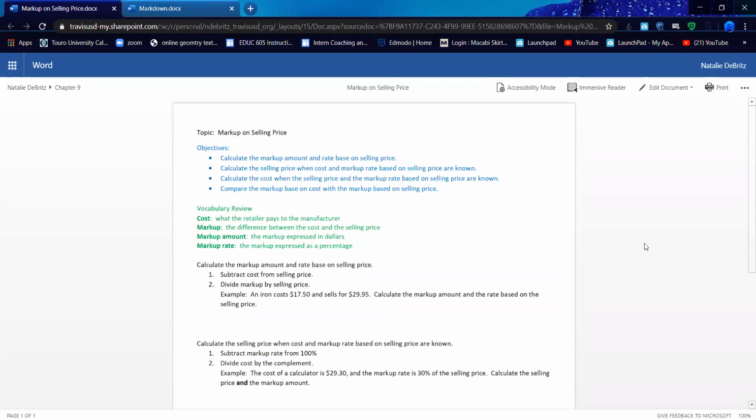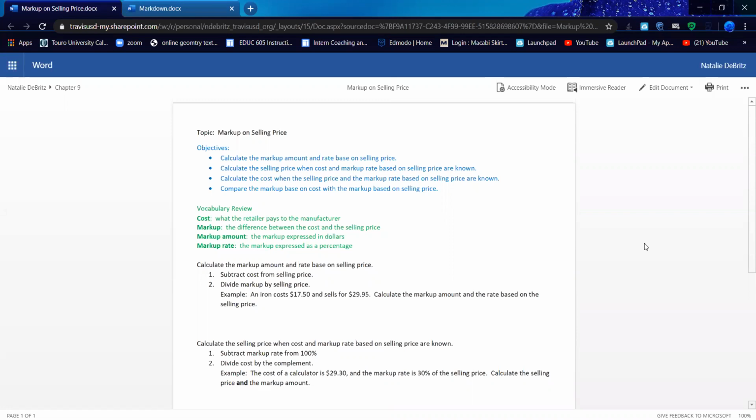Today's topic is markup on selling price. Our objectives are to calculate the markup amount and rate based on selling price, to calculate the selling price when cost and markup rate based on selling price are known, to calculate the cost when the selling price and the markup rate based on a selling price are known, and to compare the markup based on cost with the markup based on selling price.